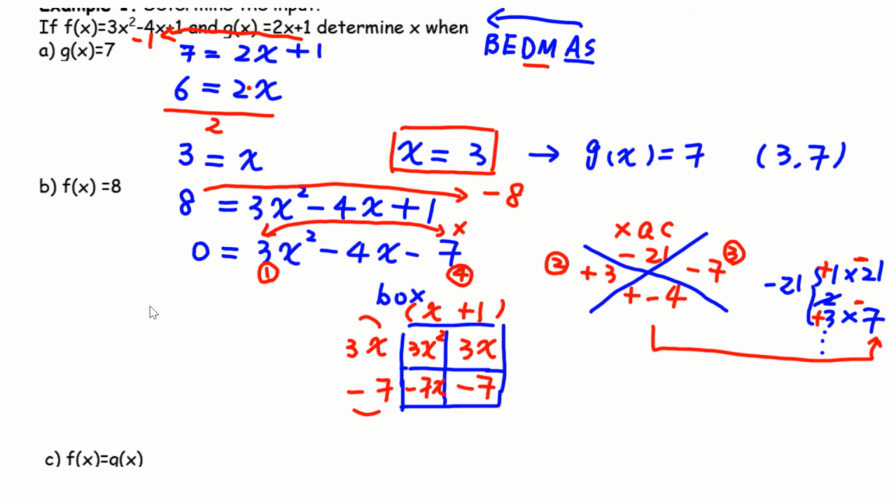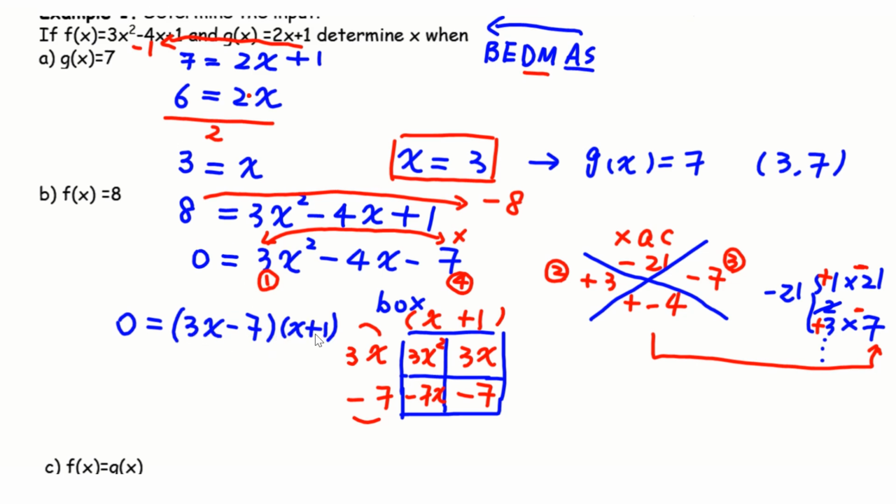So we rewrite it: 0 equals 3x minus 7 times x plus 1. So this is box method. Each bracket may be 0. So 0 times another bracket will give you 0. So if this one is 0, 0 times this bracket will give you 0. So each bracket we let equal to 0 and solve for x.